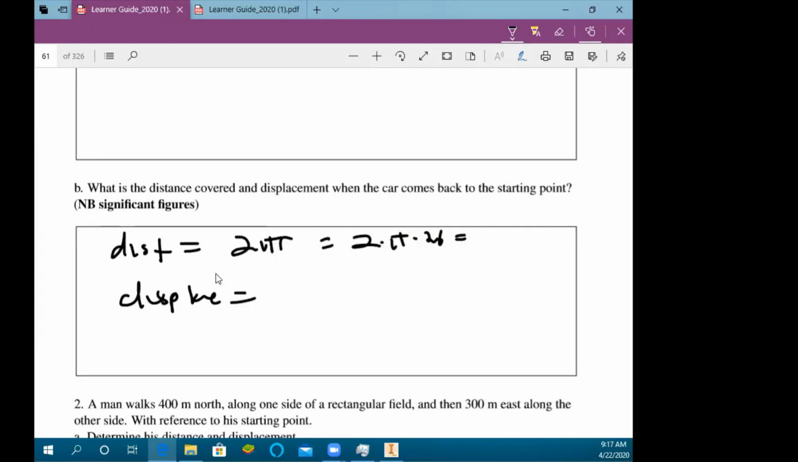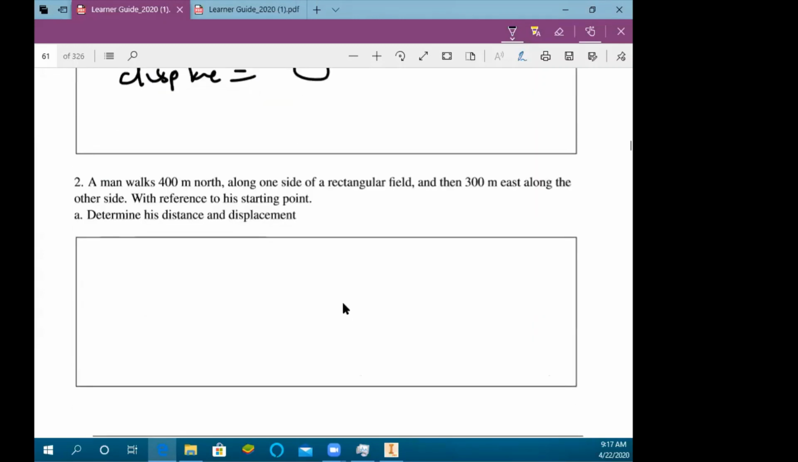I get 163.4. Yes. Okay, great. Now what is the displacement? 0. The displacement is 0. Yes. Okay. 0. Since this object returned to its original place.